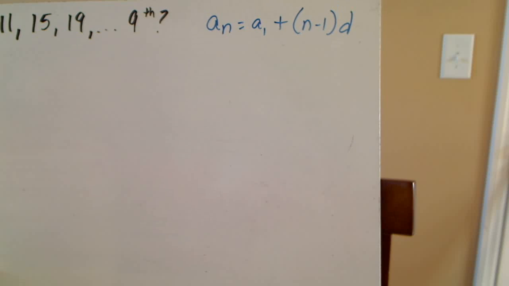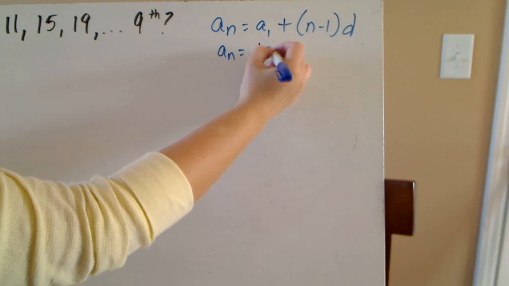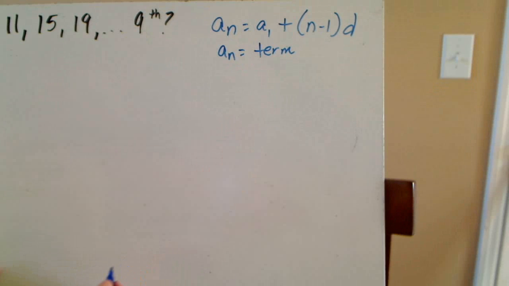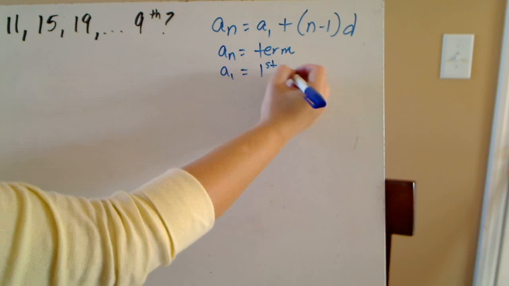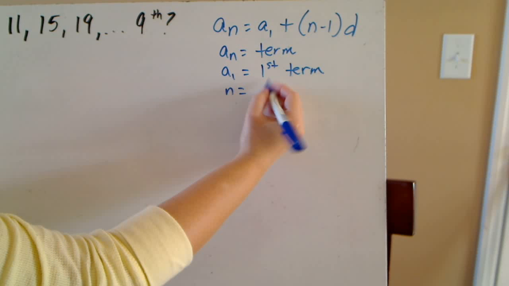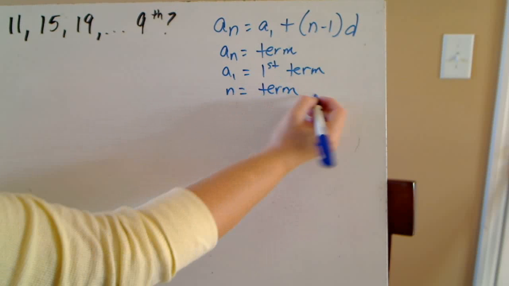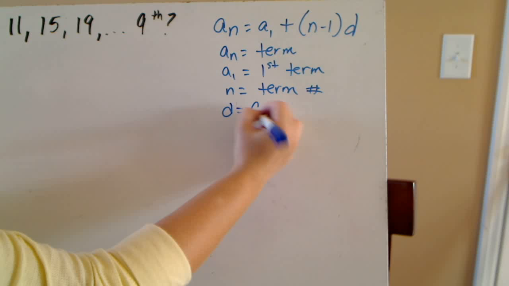All right, here is what each one represents. a sub n is the term, so what the number actually is. a sub 1 is my first term. n is my term number, meaning first, second, third, and so on. And d is our common difference.